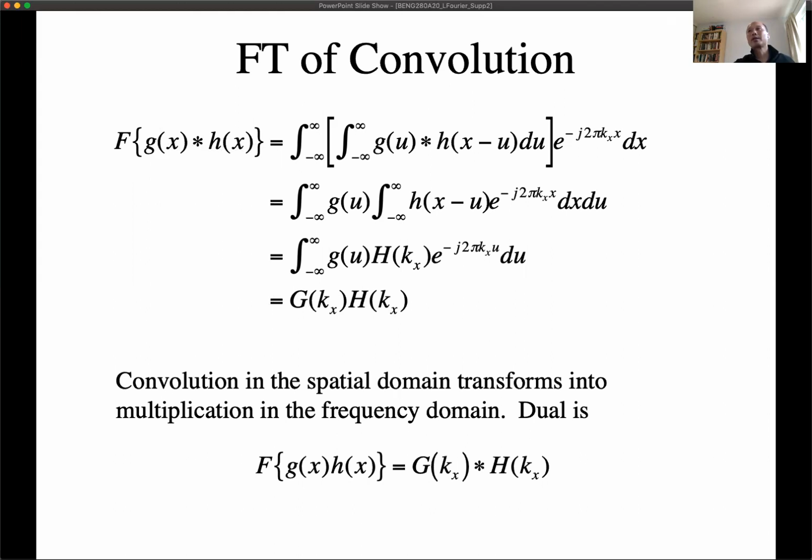Now the important thing here is this is not the separability theorem, because notice these two things are both a function of kx, okay? Whereas before we had kx and ky, when we multiply things that depend on the same variable, then in the other domain, it becomes convolution. Whereas with separability, it just stayed as a multiplication. So that's an important thing to remember. That's a very common mistake people make. This goes both ways. So for example, if I multiply in the image domain, I convolve in the frequency domain.